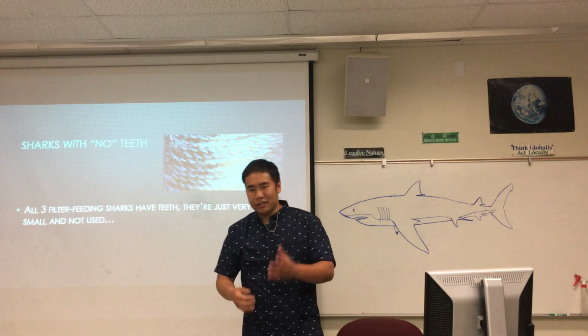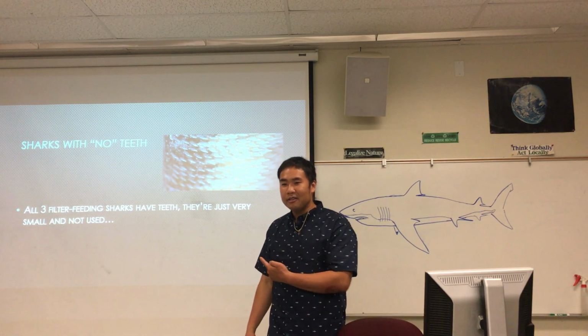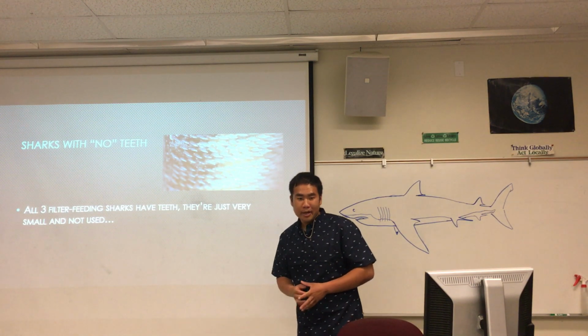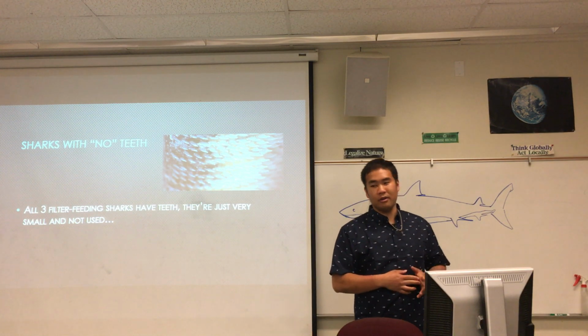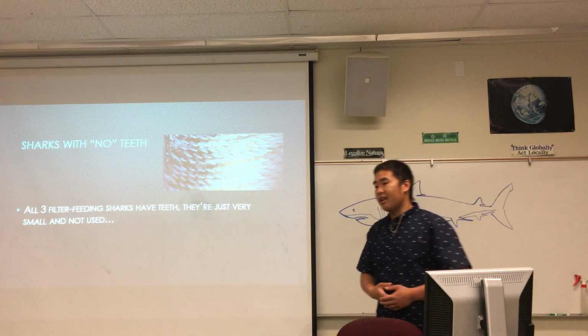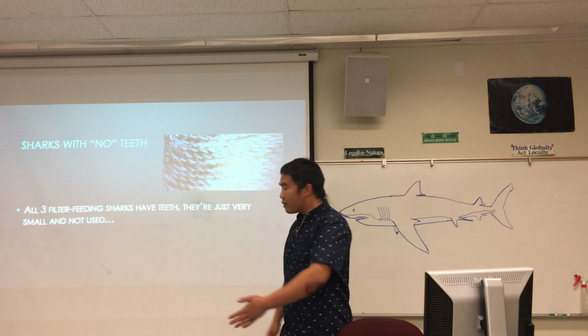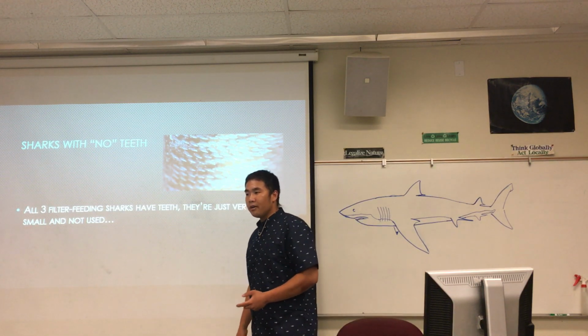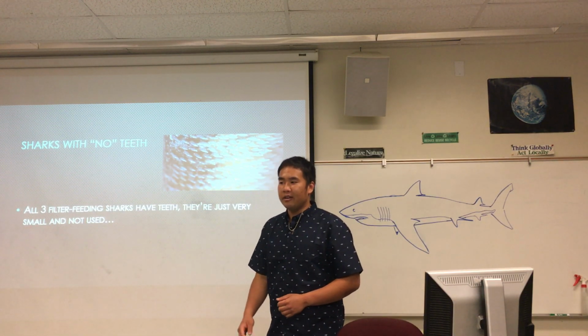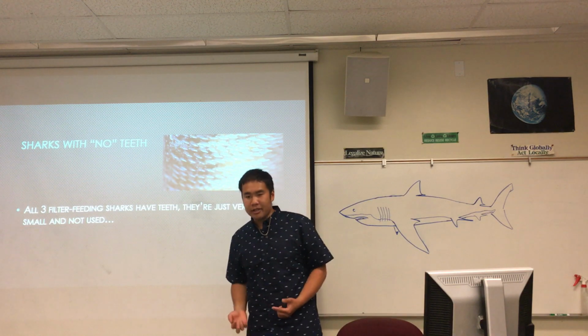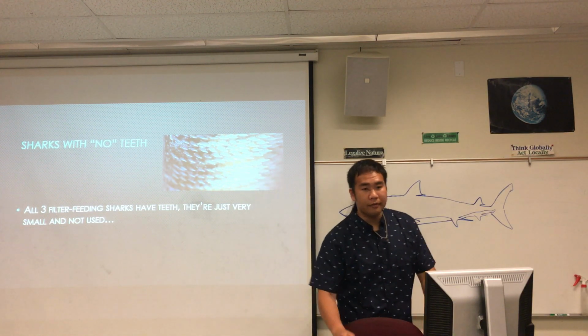How would you guys like to describe these teeth? Anybody have a nice little word we can use? Vestigial. Why do you say that? Yeah, they're small. Do they use them to eat? What do they use instead? Their gills. They use their gills to eat. They don't use their teeth. All right, so yes, these are vestigial teeth.